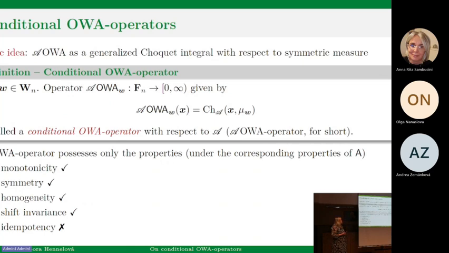But the conditional OWA operator possesses only the properties under the corresponding properties of A, namely monotonicity, symmetry, homogeneity, shift invariance, but not idempotency. So idempotency of the conditional aggregation operator is not a sufficient condition, and we need to require that the collection contains the basic set.